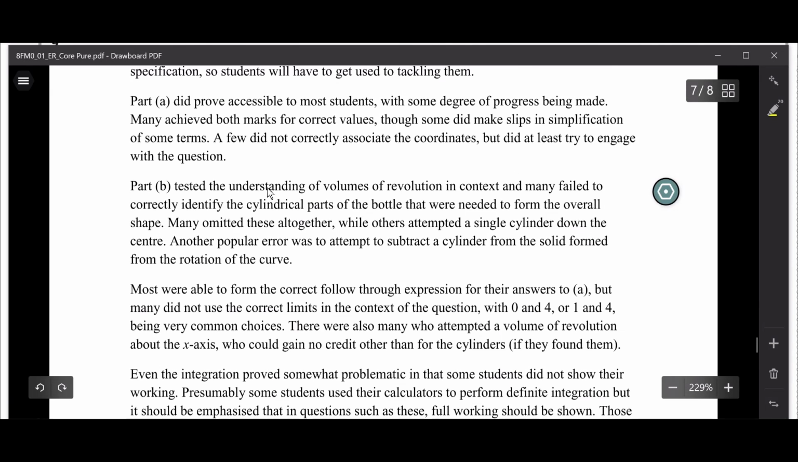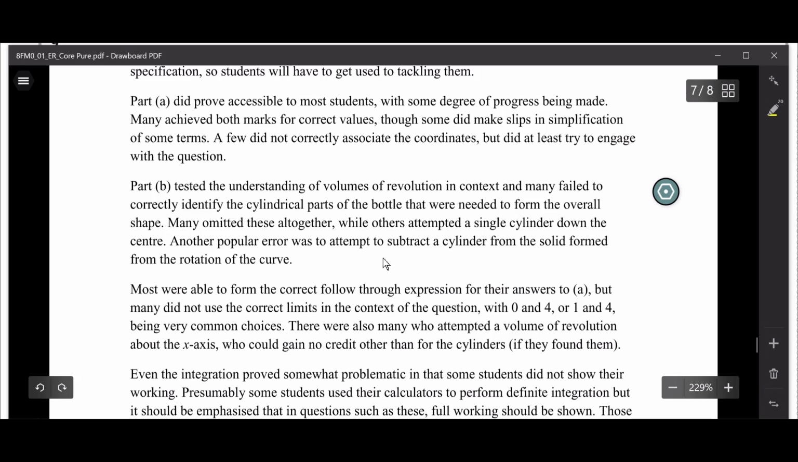Part B tested the understanding of volumes of revolution in context, and many failed to correctly identify the cylindrical parts of the bottle that were needed to form the overall shape. Many omitted these altogether, while others attempted a single cylinder drawn down the center. Another popular error was the attempt to subtract a cylinder from the solid formed from the rotation of the curve.